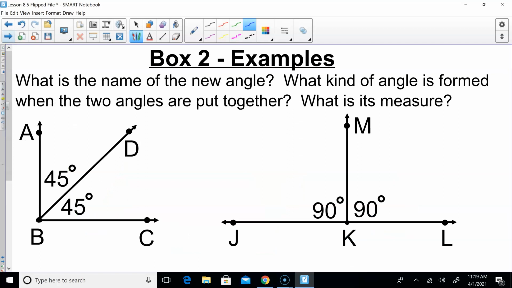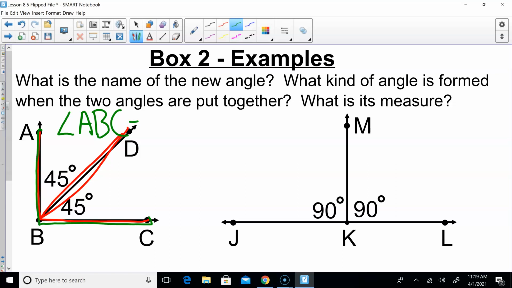So it says, what is the name of the new angle? So you'll be able to identify it. And then what kind of angle is formed when the two angles are put together? What is the measure? So right now, we have this angle ABD, and we have CBD. And if we put those two together, the name of the new angle would then be ABC. So we'd have angle ABC. That answers our first question. What kind of angle is formed when the two angles are put together? This would be a right angle.